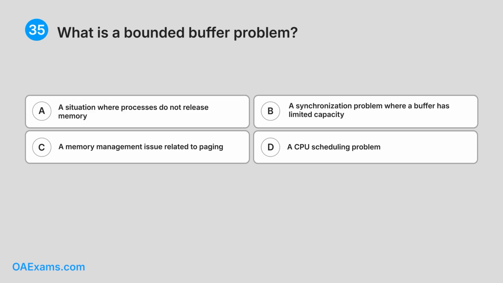35. What is a bounded buffer problem? A. A situation where processes do not release memory. B. A synchronization problem where a buffer has limited capacity. C. A memory management issue related to paging. D. A CPU scheduling problem. What do you think is the answer?